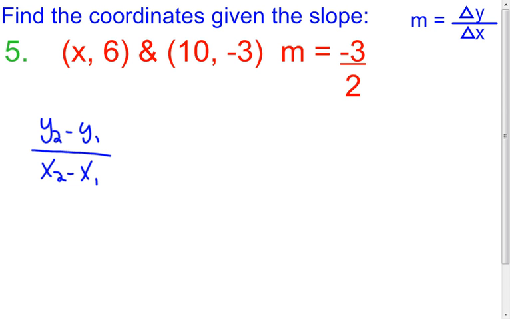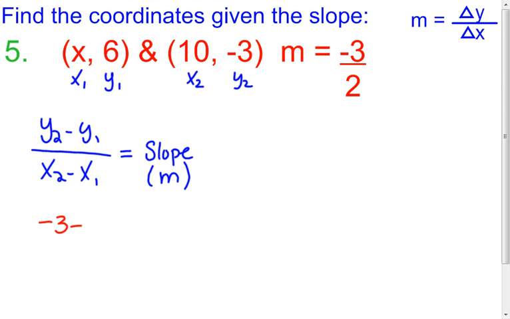And here's what I know. And by the way, m is slope, okay? So m is the letter that is used for slope. I'm not sure why they chose m, but they did. So you're going to call this x1, this y1, this x2, this y2, okay? And so I'm going to plug what I know into this formula right here. I know that y2 is negative 3 minus, I know that y1 is 6 over x2, which is 10, minus x1, which is x. And I get a slope of negative 3/2.